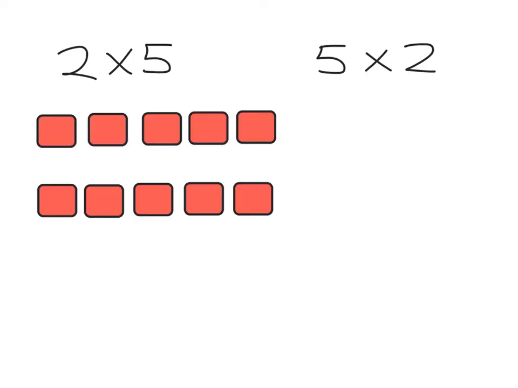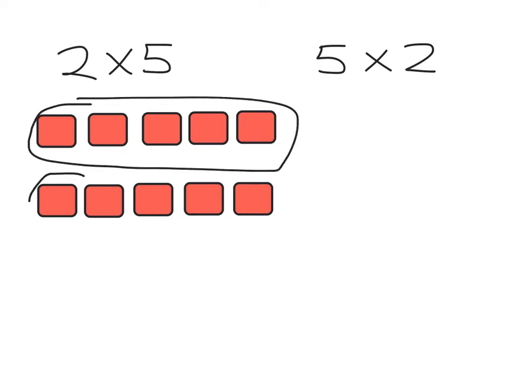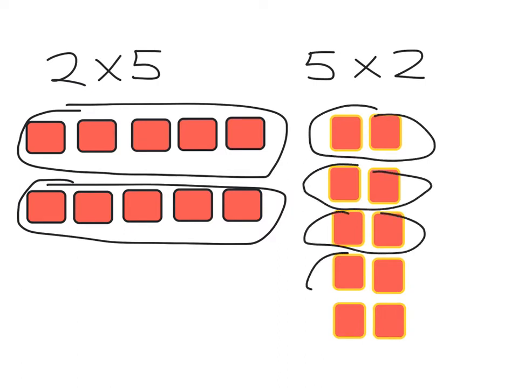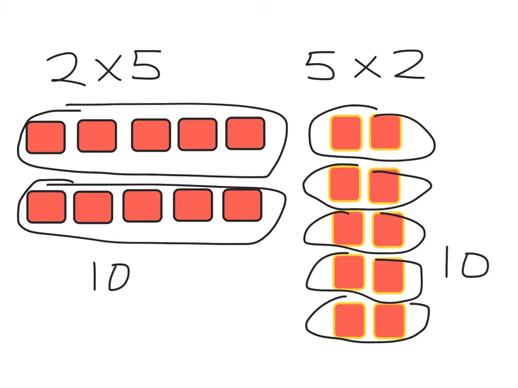So you can see here that I have 2 groups, and in each group I have 5 rectangles. That's my 2 groups of 5. And here I have 5 groups, and each group has 2 rectangles in it. That is 5 groups of 2. And altogether there are 10 items. It doesn't matter which way the numbers are in the question, the answer will be the same.